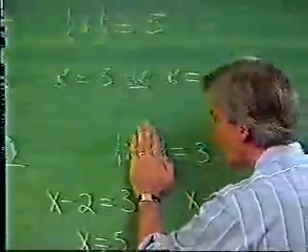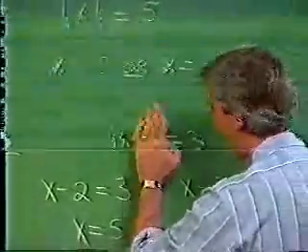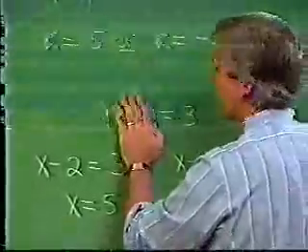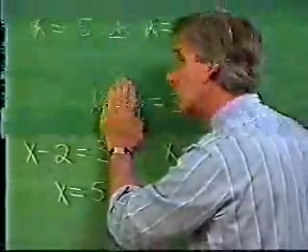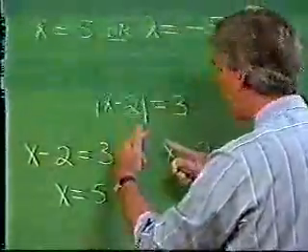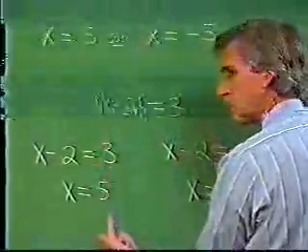Now, what number goes in there? Well, either a 3 or a negative 3 goes in there. So we can say then that this x minus 2 is either really just a 3 or it's a negative 3. And we can therefore set up two equations that correspond with that understanding.